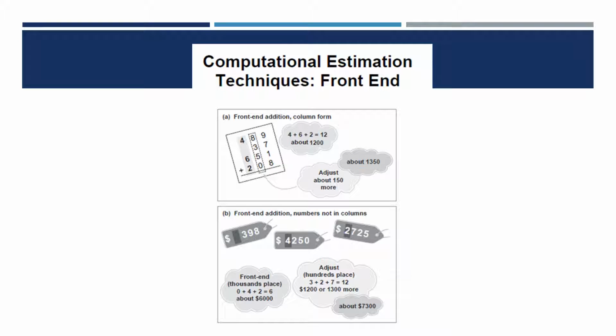more. So added that to my 6,000, that's going to be about 7,200, 7,300. So I know that's going to be quite a bit of money. And if I only take 6,000 to pay for this, I'm not going to have enough.